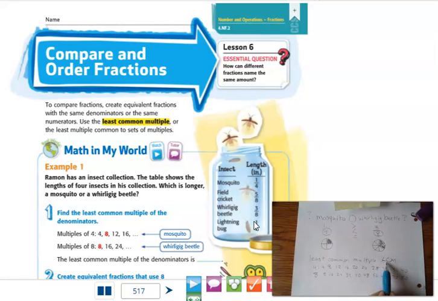I need to find the least common multiple. It's kind of helpful to think of this as working backwards. First you need to find the multiples. Then you need to find the common multiples. And common means it's in both.